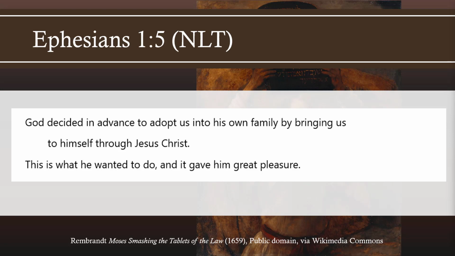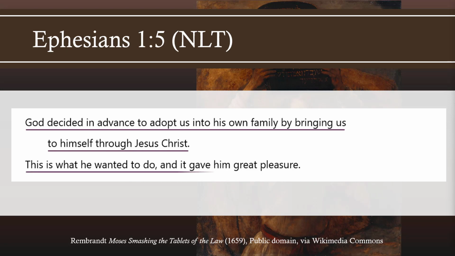So Ephesians 1:5 says that God decided in advance to adopt us into his own family, bringing us to himself through Jesus Christ. This is what he wanted to do, and it gave him great pleasure. Now, that's from the New Living Translation. But notice, he wanted to adopt us. And adoption, as we mentioned, is the fictive kinship, creating a relationship that wasn't there before.